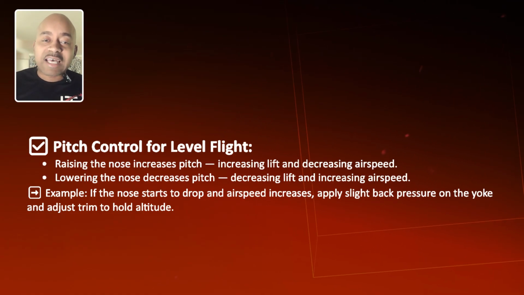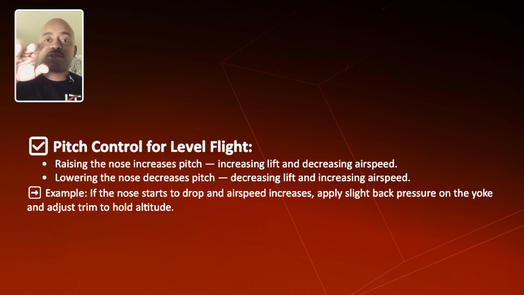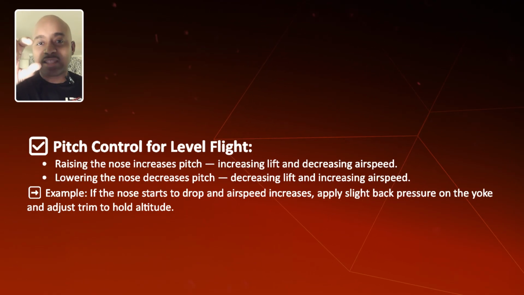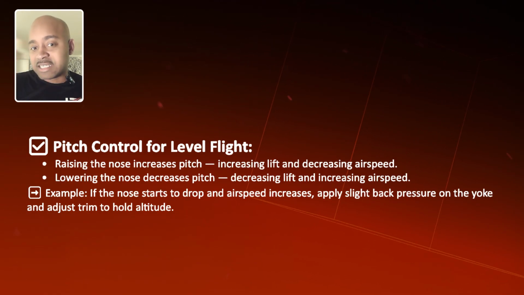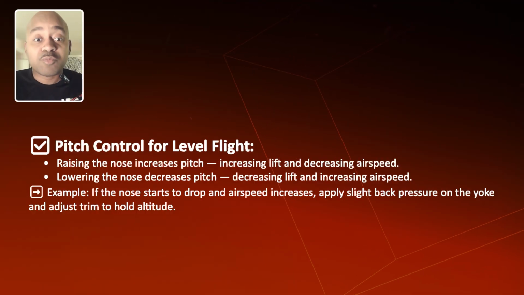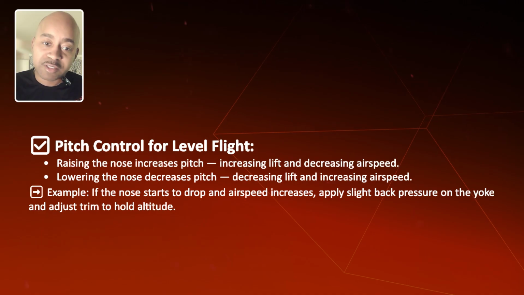When you're looking outside, wherever the nose is, you'll see where you have level flight, where you're not climbing or descending. You'll see where the horizon is, you'll see where your nose is. And when you can keep the airplane where that nose stays right there and it's not moving, that's a good indication of level flight. So, pitch control for level flight. Raising the nose increases pitch, so it increases lift and decreases airspeed. Lowering the nose decreases pitch and increases airspeed.